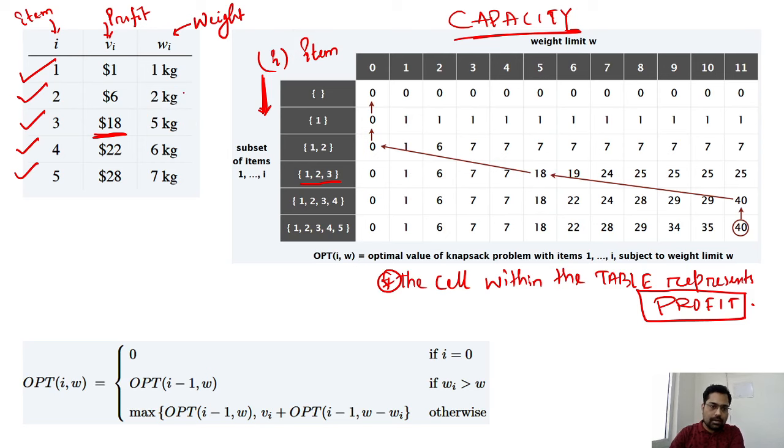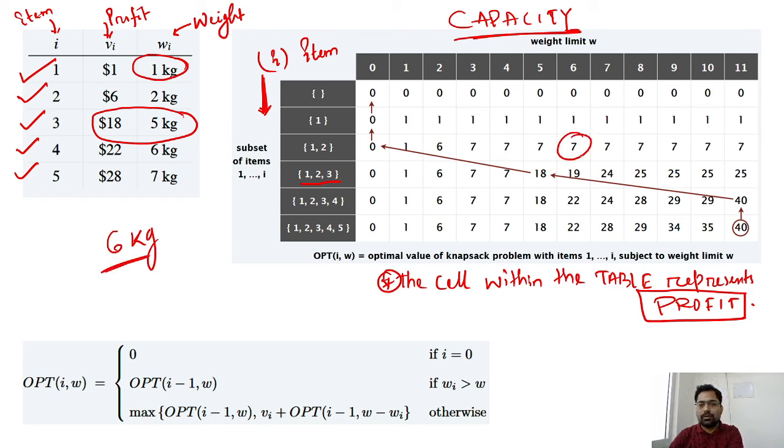Now you do one thing: 5 plus 1 is 6 kg. For 6 kg, what was the previous value? The previous value is 7. And for 6 kg, 18 plus 1, the profit is 19.